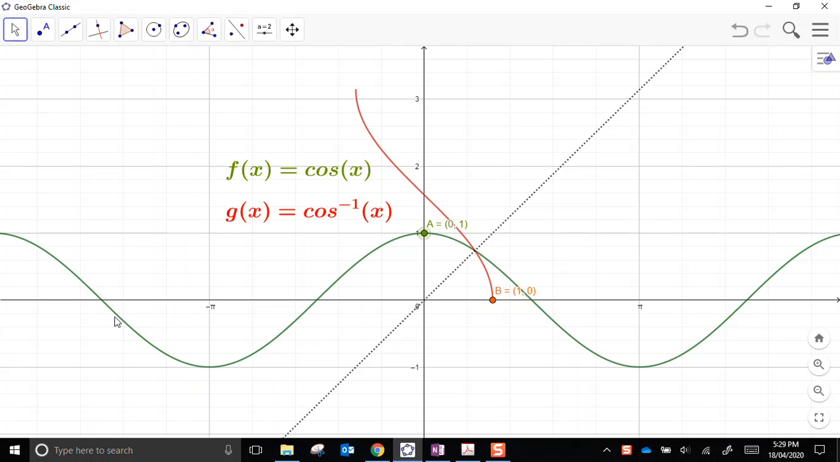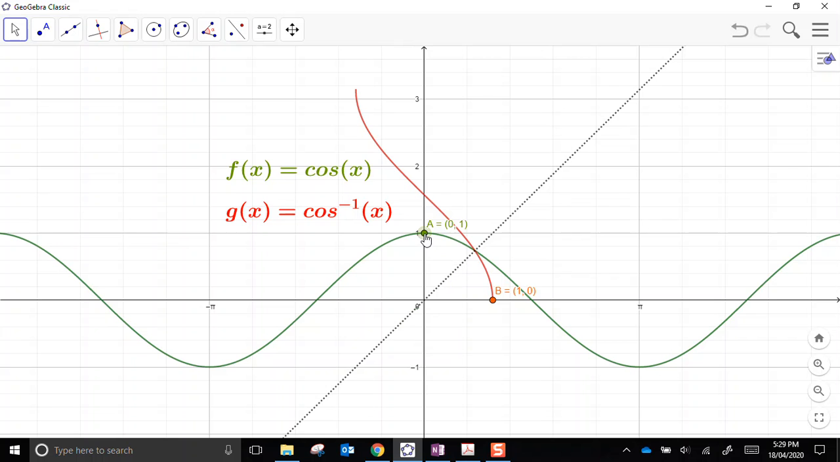The function in green here is a cosine function, a nice continuous function, and I have point A here at the point 0, 1. Remember, cosine of 0 equals 1. Now the red graph is the graph of inverse cosine. As we would remember, the equivalent point to point A would not be 0, 1, it would be 1, 0. So there it is, that's the equivalent point on the inverse function. Remember also that an inverse function and its original function are reflections around the line y equals x. This is the dotted line here, y equals x.